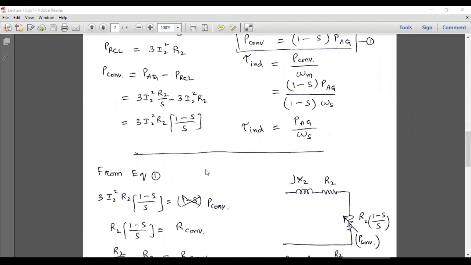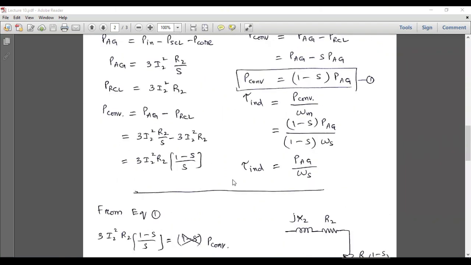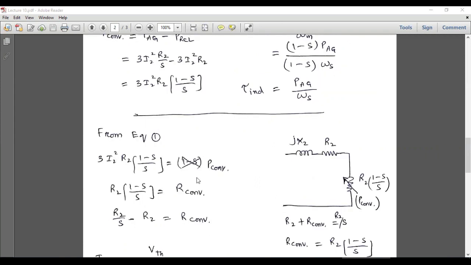So from equation 1, we can say that 3I2 square R2 into 1 minus S over S is equal to P converted, which is given over here. So this R2 into 1 minus S over S can be assigned a new name, which is R converted. So R2 into 1 minus S over S is basically equal to R converted.